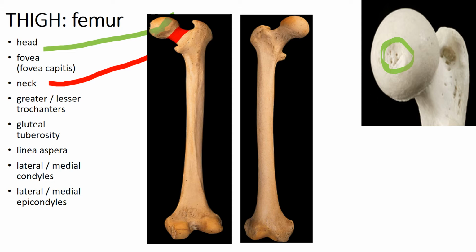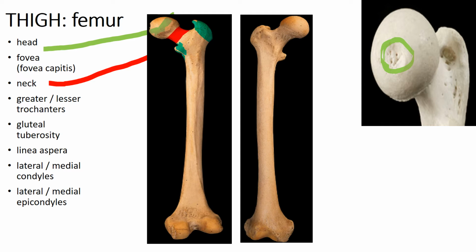Then stemming from the proximal end of the femur, we have these two massive and rough processes that are going to be our greater trochanter. Here I'm highlighting in blue. And then here we have our lesser trochanter. And these are going to be attachment sites for gluteal muscles and for thigh muscles.